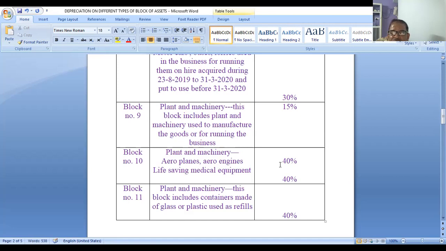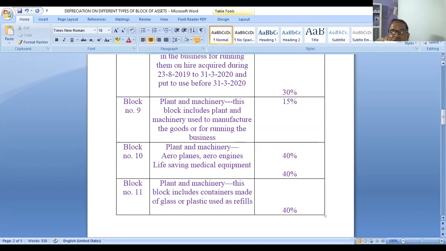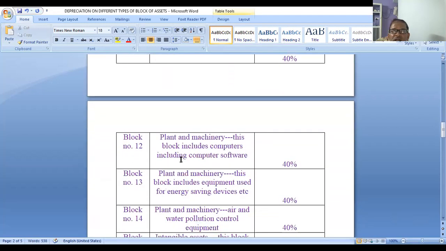Then block number 11, plant and machinery. This block includes containers made of glass or plastic used for refills, 40%. Again, block number 12, this block includes computers, including computer software, 40% rate of depreciation. Block number 13, plant and machinery. This block includes equipment used for energy-saving devices. We have to calculate 40% depreciation rate.